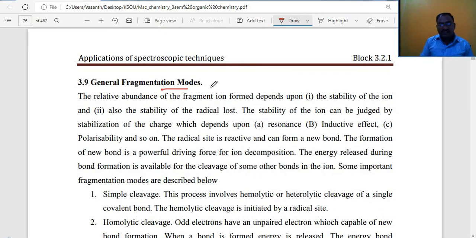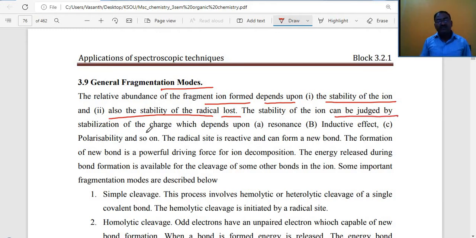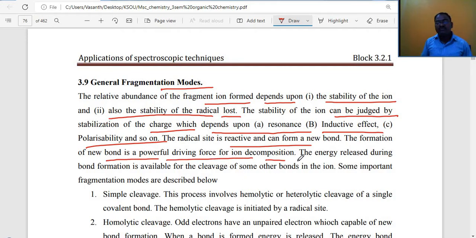What are the general fragmentation modes? The relative abundance of the fragment ions formed depends upon the stability of the ions, and also the stability of the radical lost. The stability of the ions can be judged by the stabilization of the charge, which depends upon resonance, inductive effect, polarizability and so on. The radical site is reactive and can form a new bond. The formation of a new bond is a powerful driving force for ion decomposition. The energy released during bond formation is available for the cleavage of some other bonds.